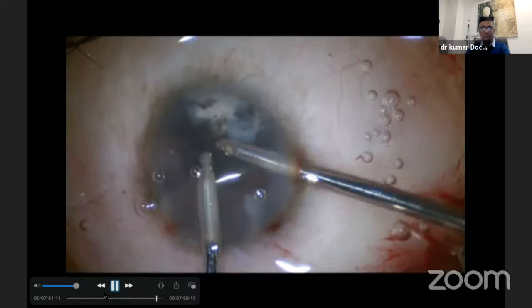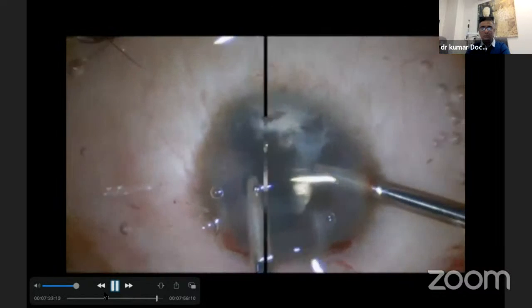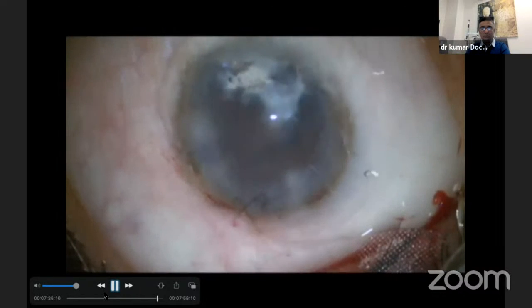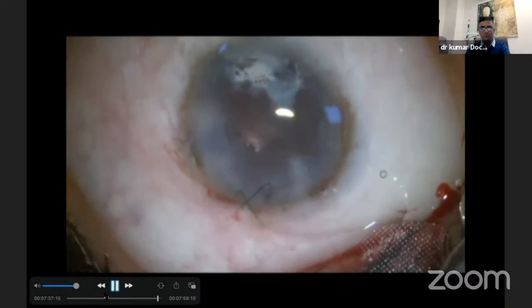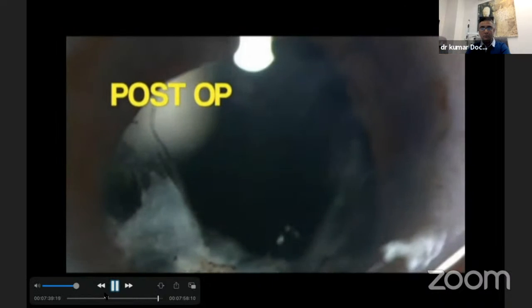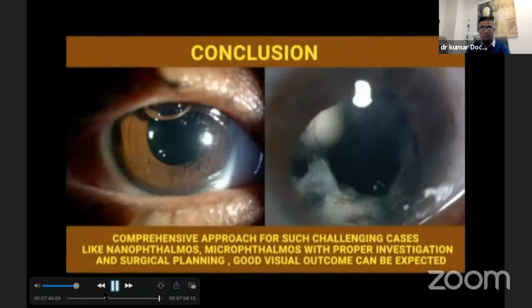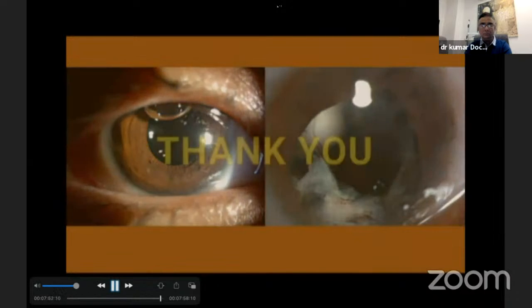Followed by bimanual IA. Let's look at the first day post-op picture. Notice the optic disc sitting well in the bag. In conclusion, a comprehensive approach for such challenging cases like nanophthalmos or microphthalmos can have good visual outcomes. Thank you.